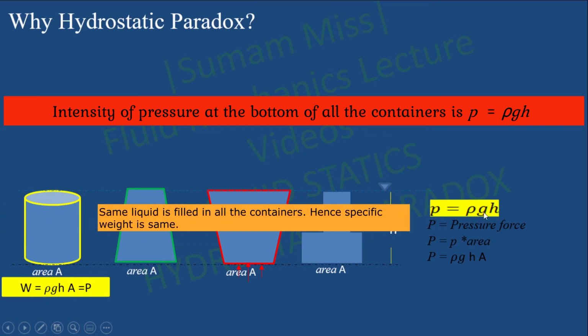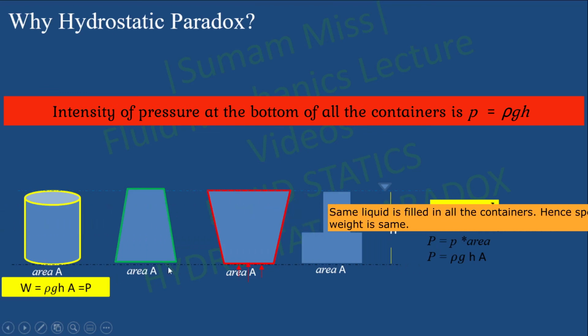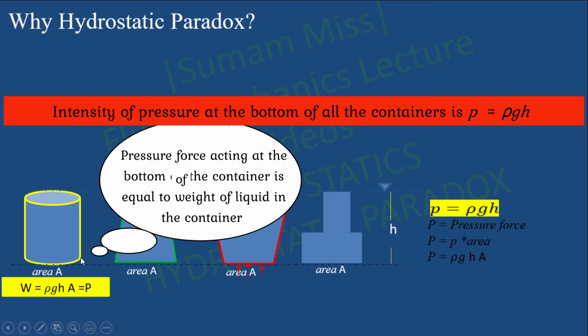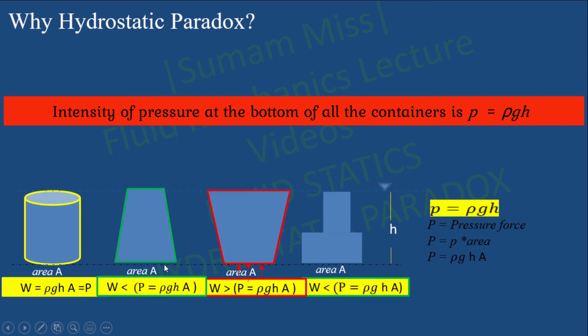same for all containers. So the pressure force that is acting at the bottom of the container can be calculated as the intensity of the pressure into area, or pressure force equal to rho g h into A. We learned previously that the pressure force acting at the bottom of the container equals the weight of the liquid. So if you compare the weight of the liquid in the other containers to the pressure force acting at the bottom, we can see that for the second container, the weight of the liquid is less than the pressure force acting at the bottom.